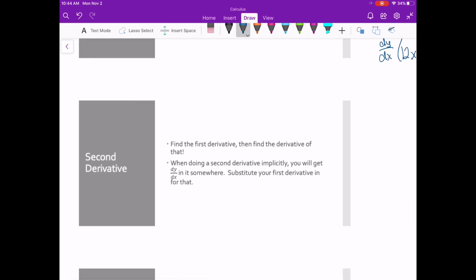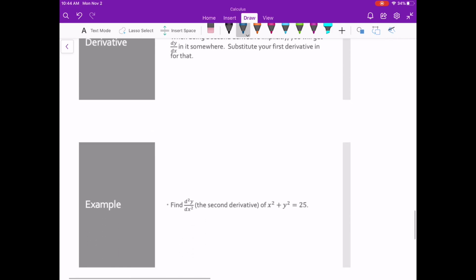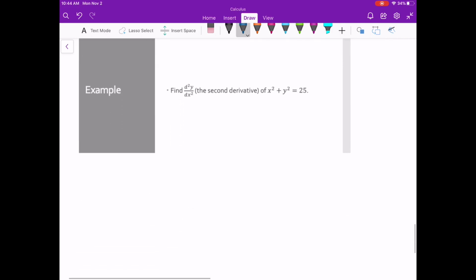So let's talk about finding the second derivative. We know that finding the second derivative, we take the first derivative and then find the derivative of that. When we're doing the second derivative implicitly, you're going to get a dy dx in it somewhere. Since doing the first derivative, you solve for dy dx, you can substitute that value into your second derivative wherever you get a dy dx. So let's see what that's going to look like. So our notation for the second derivative is d squared y dx squared.